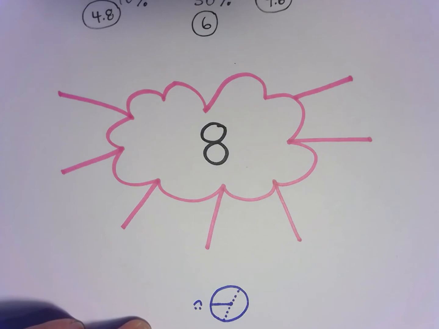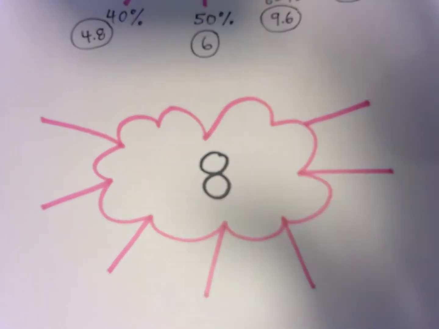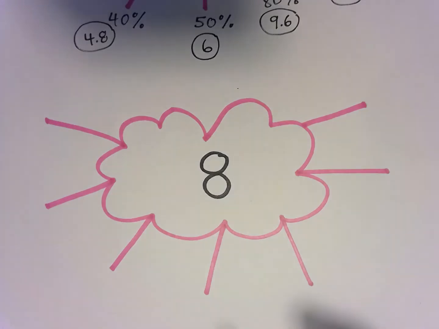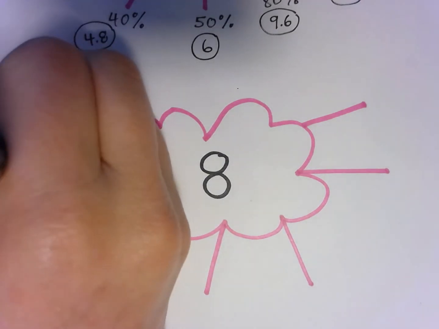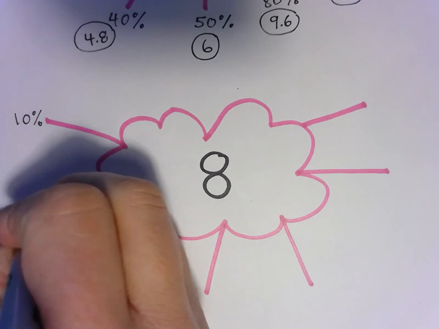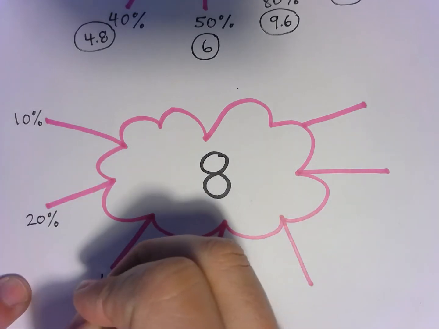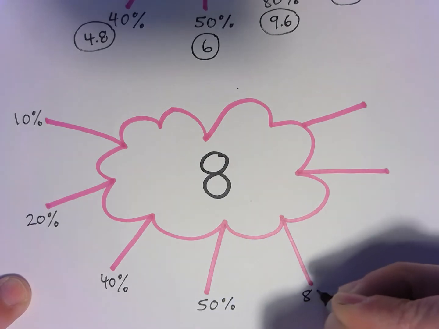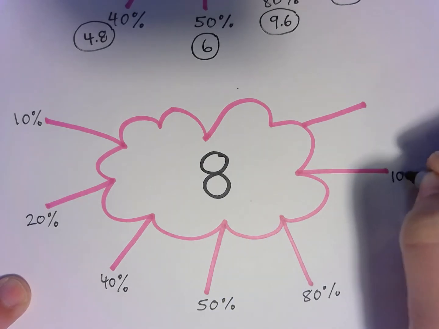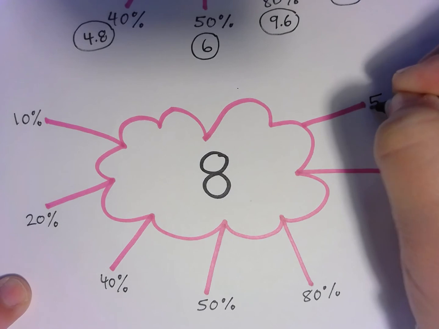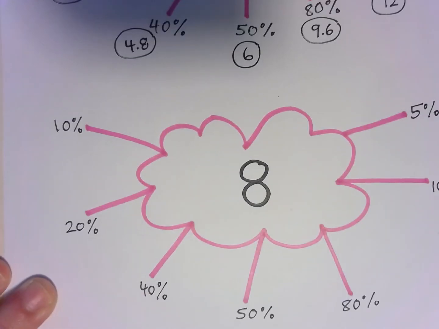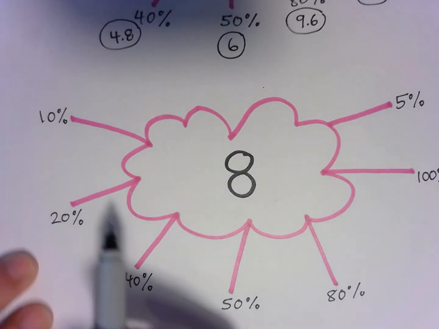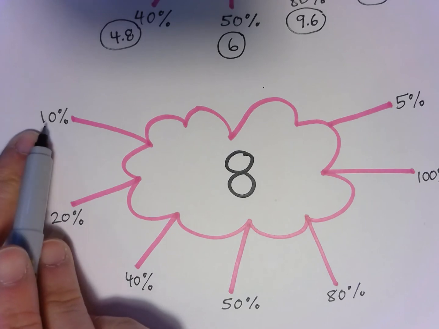Okay, let's say we've got a super strange number. Don't mind me, I like to doodle in math. I'm strange like that. So let's say we want to find all these mental math percentages of 8. 8's a small number, but we can still make it work. So let's do 10%, 20%, 40%, 50%, 80%, 100%, and 5%.